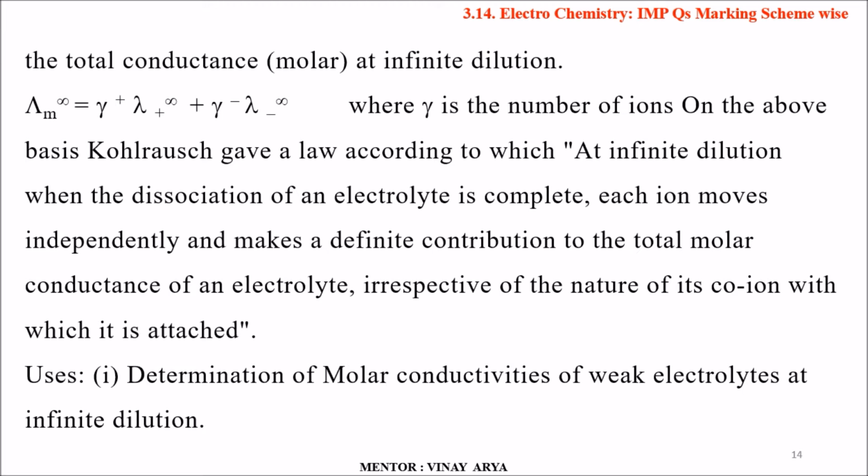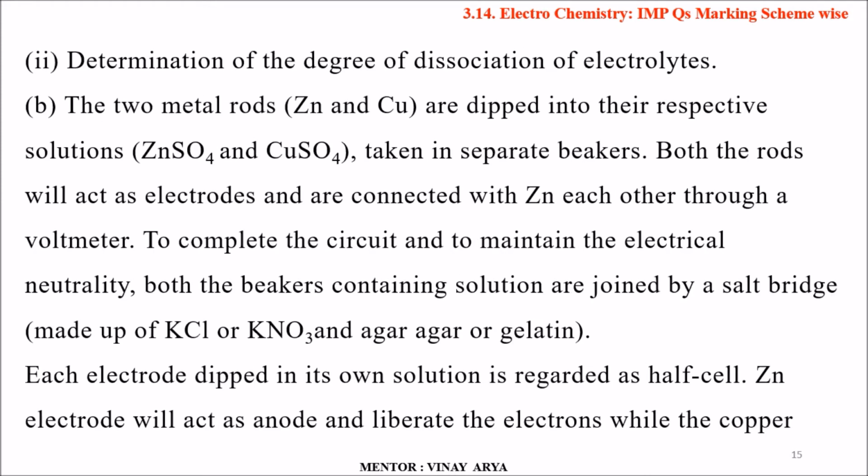On the above basis, Kohlrausch gave a law according to which at infinite dilution, when the dissociation of an electrolyte is complete, each ion moves independently and makes a definite contribution to the total molar conductance of an electrolyte, irrespective of the nature of its co-ions with which it is attached. Now to see the uses, the first use is to determine the molar conductivity of weak electrolyte at infinite dilution, while the second use is determination of degree of dissociation of electrolyte.